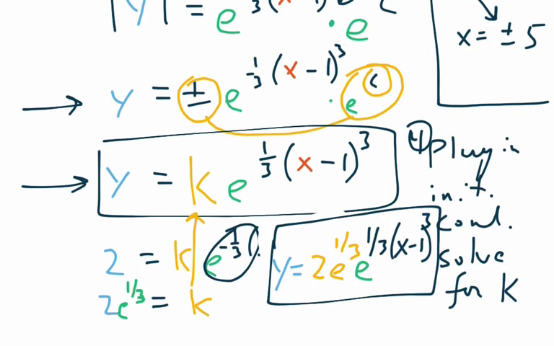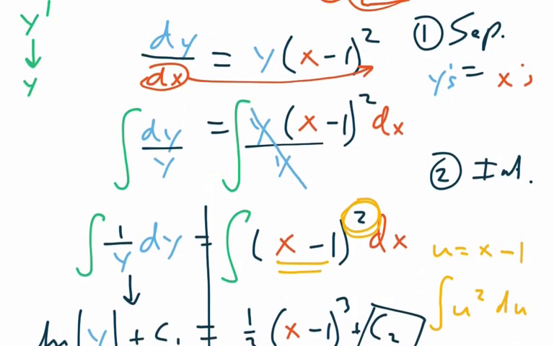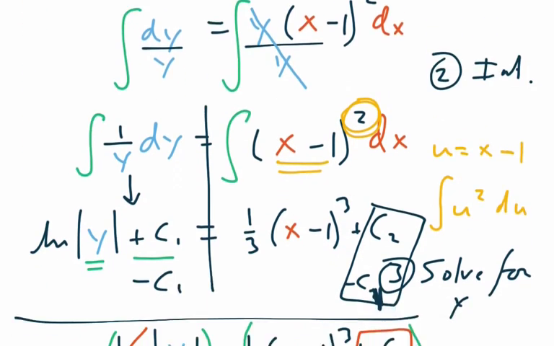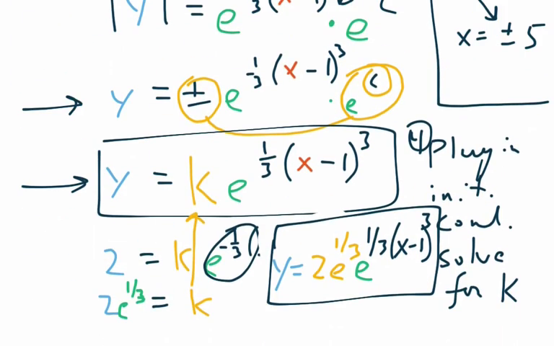So that's the process. It's a little long, but it's okay. Again, you're going to separate the variables, integrate both sides, solve for y, and then plug in your initial condition to solve for the c or the k or whatever variable you choose. Come to class with questions and we'll be good to go.